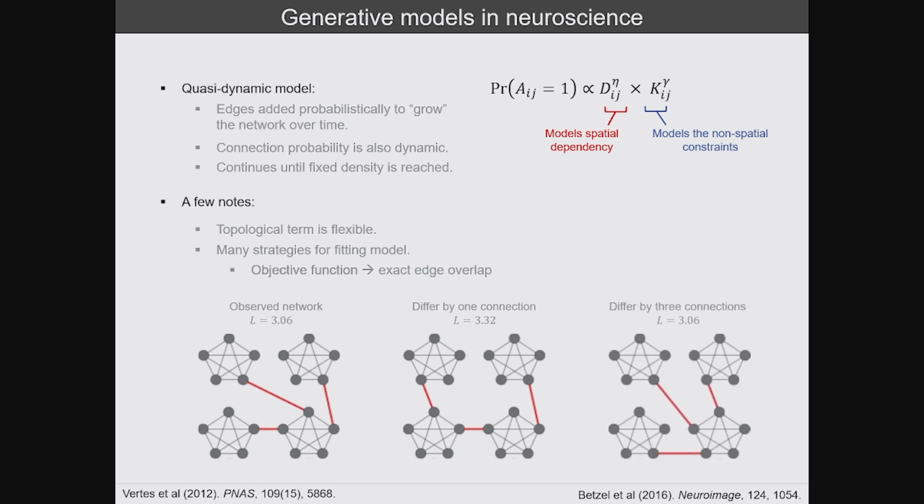On the other hand, I could swap those three middle connections into certain configurations that effectively don't change the topological property of characteristic path length. So yeah, you could choose an objective function that is exact edge overlap, but sometimes that can be misleading, and here's a clear example of that.